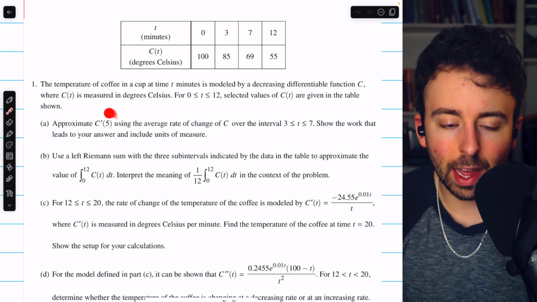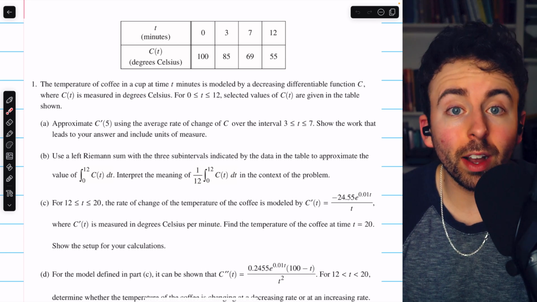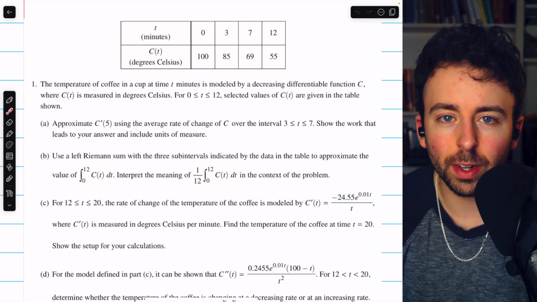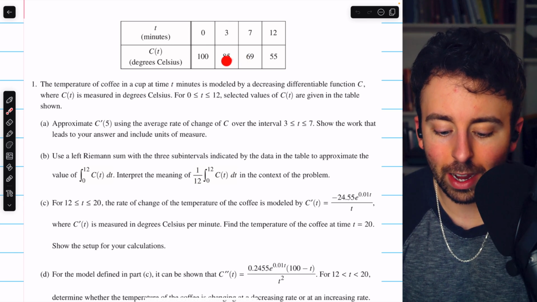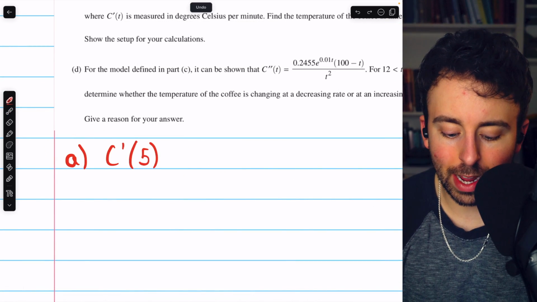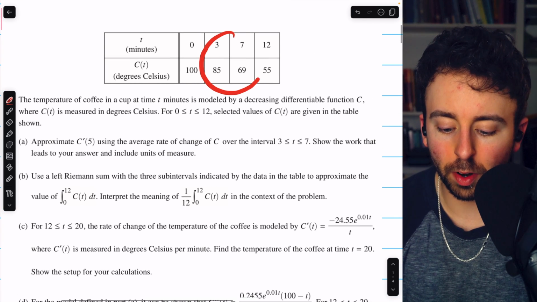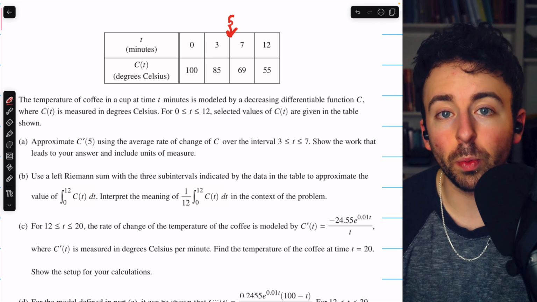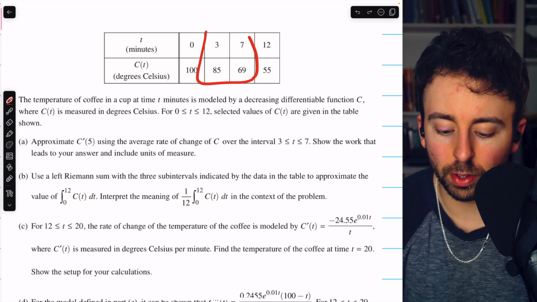So c prime of 5 is a derivative, which we think of as an instantaneous rate of change. We can approximate it with an average rate of change over this interval from 3 to 7. That's just the slope of a secant line. So we'll calculate the change in the temperature and divide by the change in time. So coming down here to write our work, we are approximating c prime of 5. We're using this interval from 3 to 7 because 5 is in the middle of that interval. So with the given information, this is the best we can do. So we'll calculate the average rate of change over this interval.